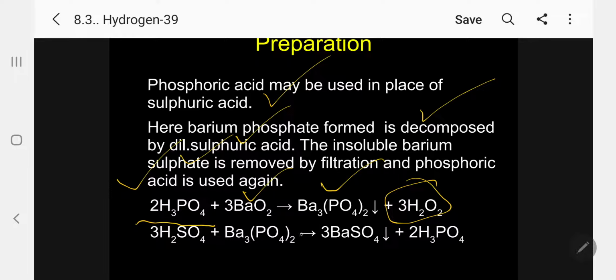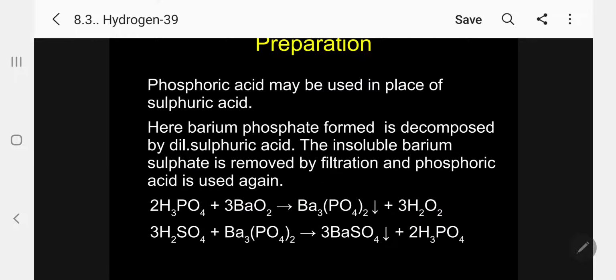But this barium phosphate, when you treat it with dilute sulfuric acid, barium sulfate will again be precipitated, and again you are getting phosphoric acid. This phosphoric acid you can recycle again with barium peroxide. So this process will continue.